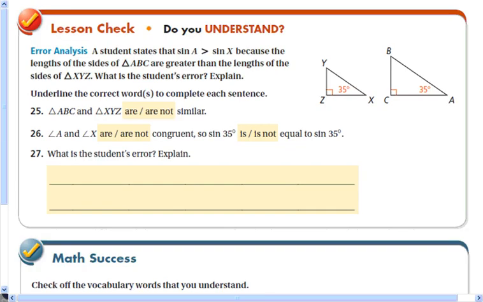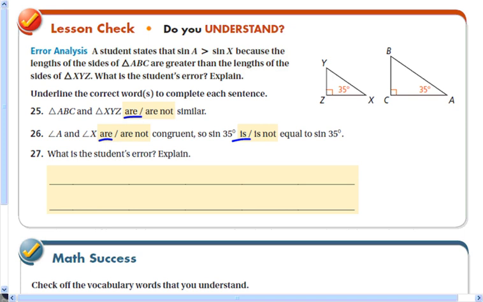All right, error analysis here. A student states that sine A is greater than sine X because the lengths of the sides of triangle ABC are greater than the lengths of triangle XYZ. What is the student's error? Well, you guys remember sines are ratios. So if you look closely at these triangles, you'll see that they are similar, and angle A and angle X are congruent. So sine of 35 is equal to sine of 35 because they're the same ratio.